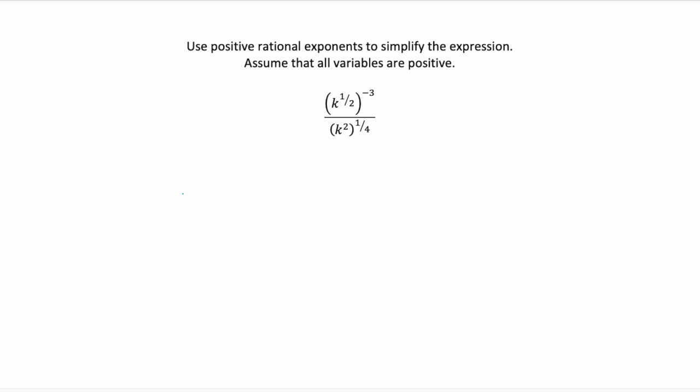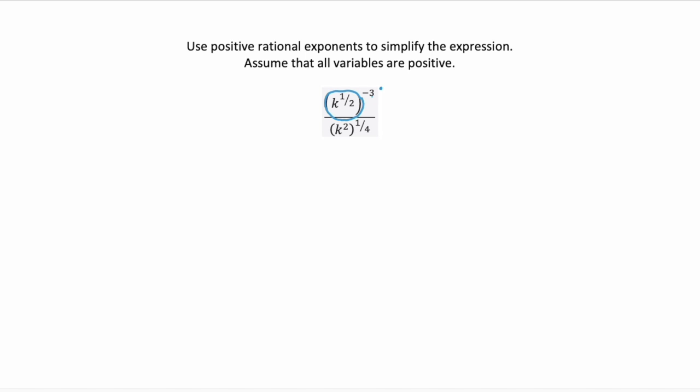Well, the first thing I want to tackle is this negative exponent in the numerator. Remember, a negative exponent impacts the base that it's attached to. Here, the negative 3 exponent is attached to a base of k to the power of 1/2. And a negative exponent says, take that base and move it to the opposite part of the fraction. So if it's in the numerator, like here, we move it to the denominator and make the exponent positive, where if it were in the denominator, it would move to the numerator.